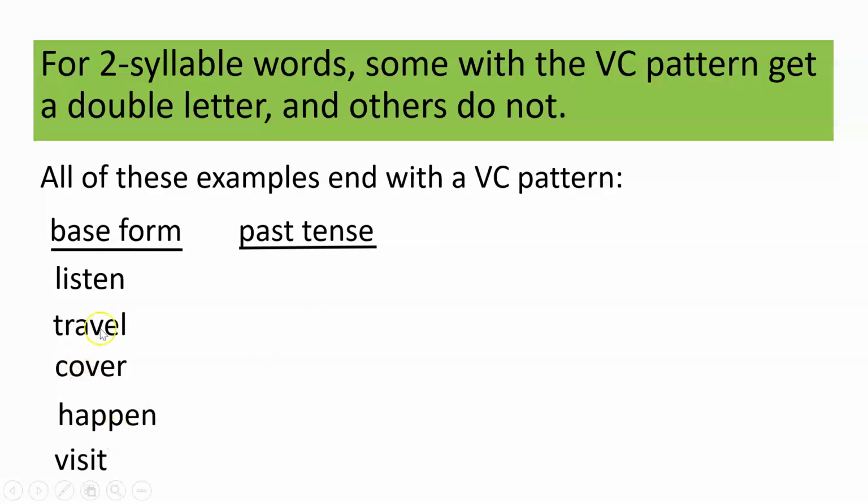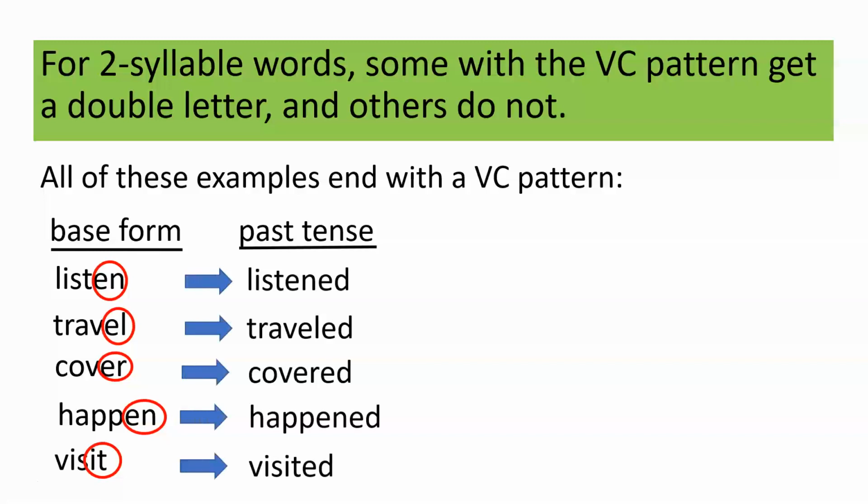And we see, if we look at the last two sounds, we see a letter E, a letter N. So one vowel, one consonant. We have E-L, E-R, E-N, and I-T. So all of these words look like one vowel and one consonant. But when we move them to the past tense, they don't get any double letter. They just get ED. So you have to keep that in mind, that with two-syllable words, you don't always follow the same rule.